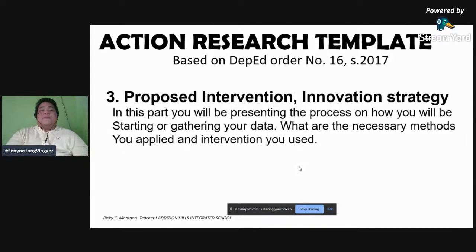Next is the proposed intervention, innovation, and strategy. In this part, you will be presenting the process of how you will be gathering your data. What are the necessary methods and interventions you used? This is the whole process of the research. How did you gather your data? How are you going to present them? What are the necessary methods that you need to apply?